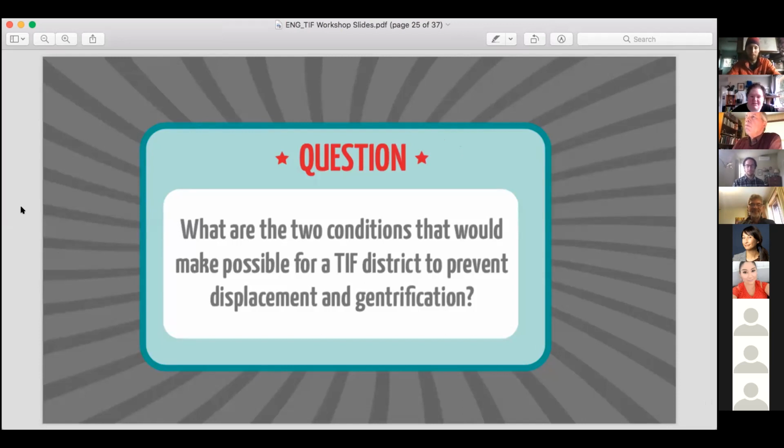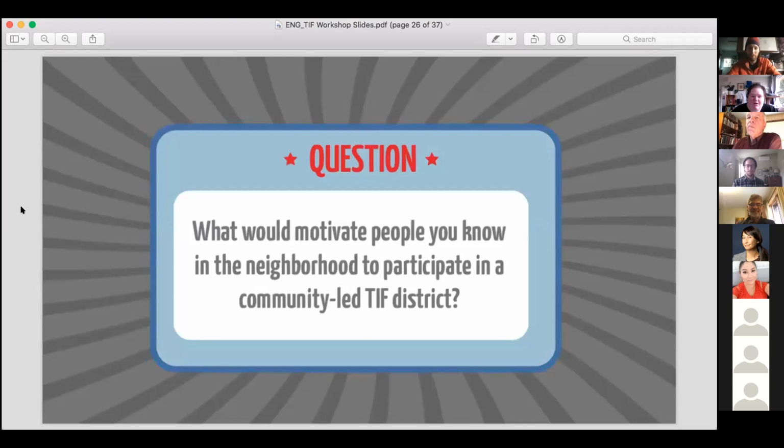All right, next. What would motivate people in the neighborhood to participate in a community-led TIF district? How can we as a group help make this happen?